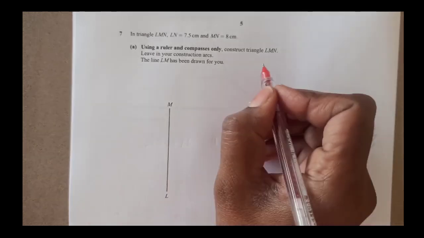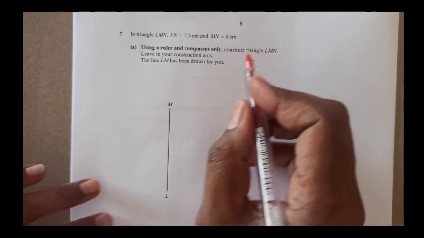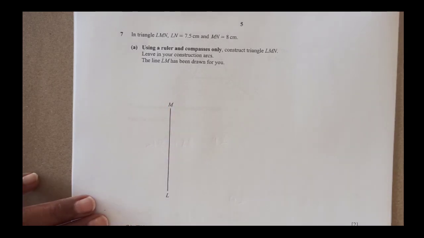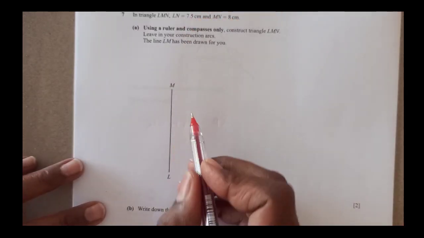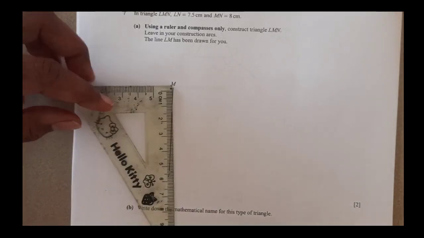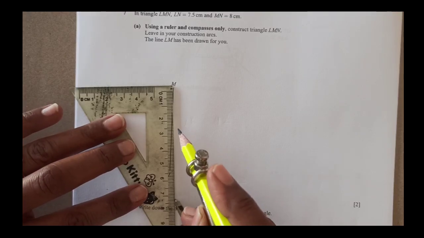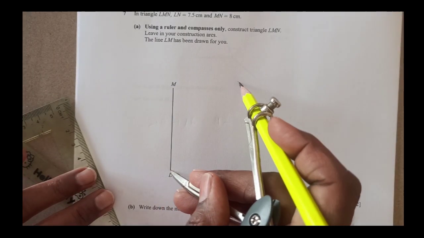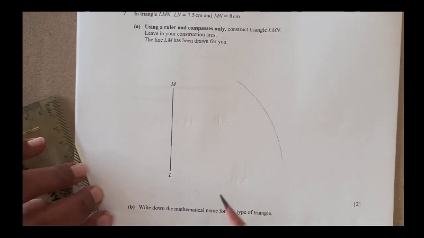Using ruler and compass only, construct LMN. Leave your construction lines, and the line LM has been drawn for you. Line LM is there, so we have LN. The end point will be somewhere here. LN is 7.5, so we are going to open the compass at 7.5. It's this much, right? So draw an arc, draw it bigger so you don't know where the other one is coming.